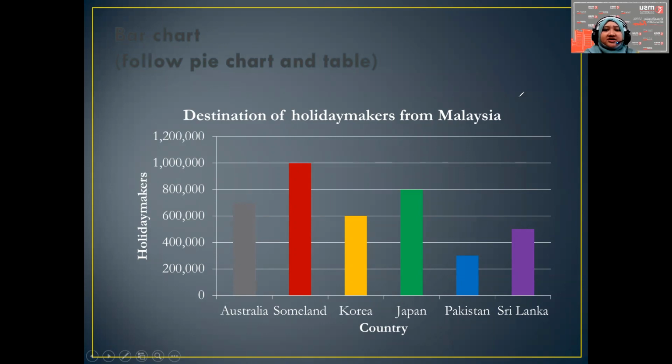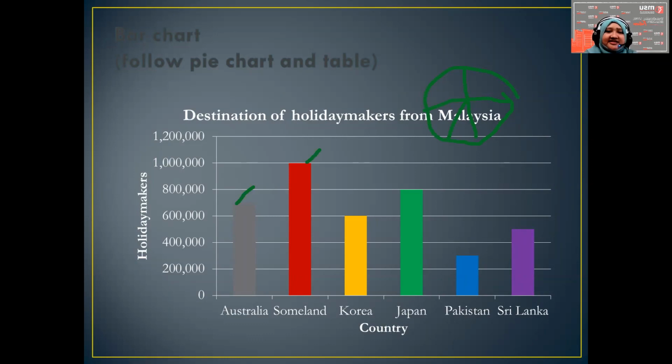Instead, you can change it to a pie chart. From a pie chart, you can indicate the percentage for Some land, and then Korea, Japan, Pakistan and Sri Lanka. But in order to do that, you're going to have to convert the values. So the values for Australia, Some land, Korea, Japan, Pakistan, and Sri Lanka have to be converted into percentages. Add all of the values here and convert all of it into percentages. And from that percentage, you will get a pie chart.